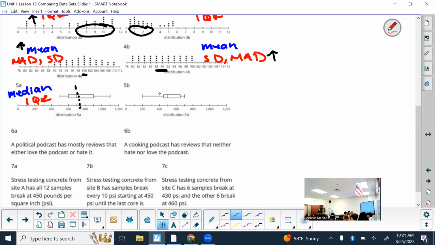5B, median or mean? Median. And then for the spread? Mean. Mean is a measure of center. So for, sorry, what? No, we're on 5B still. For the spread of it, what's the best measure?